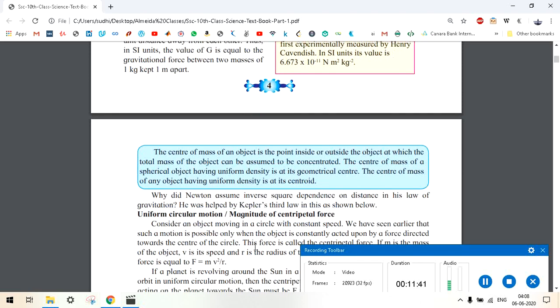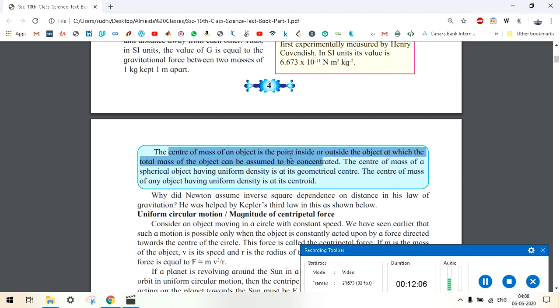Now let's see, what about the center of mass? The center of mass of an object is the point inside or outside the object at which the total mass of the object can be assumed to be concentrated. Now, the center of mass of a spherical object having uniform density means it has the same mass and same volume at every corner.